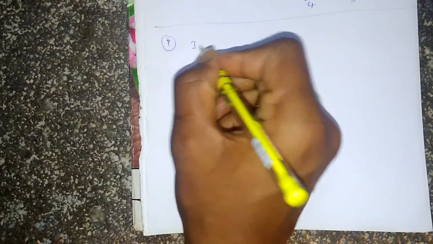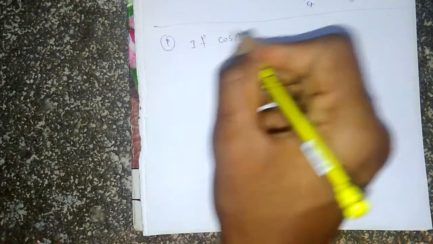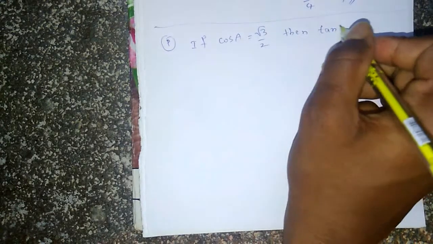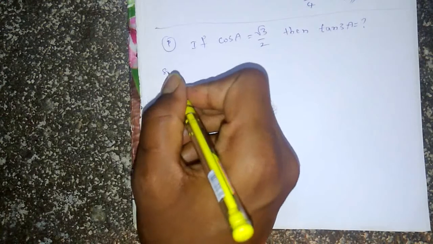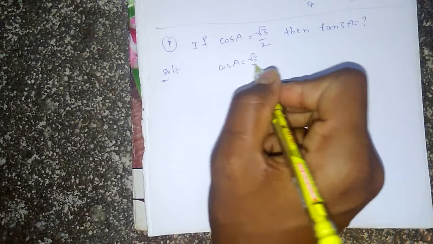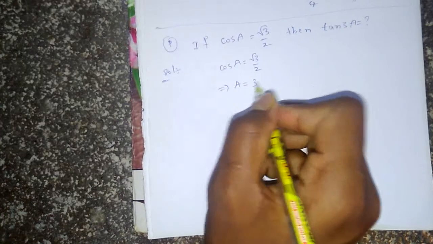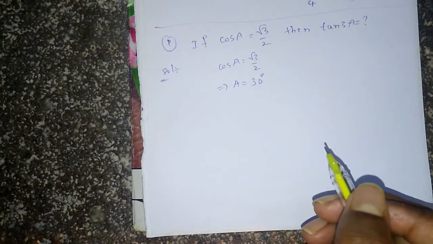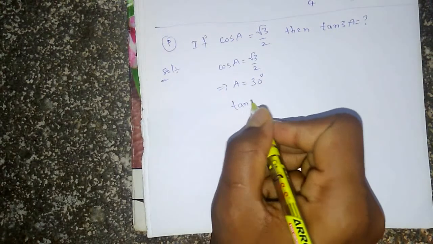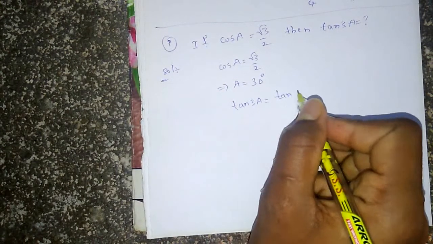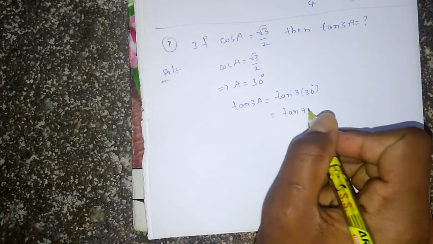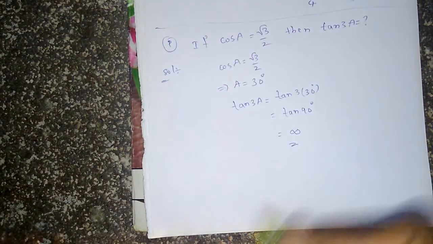So our next problem is, if cos a is equal to root 3 by 2, then tan 3a is equal to what? So here you can tell directly, cos a is root 3 by 2 implies a is equal to 30 degrees. Okay, now tan 3a means tan of 3 into 30 degrees, that is tan 90 degrees. Tan 90 degrees is equal to infinity.